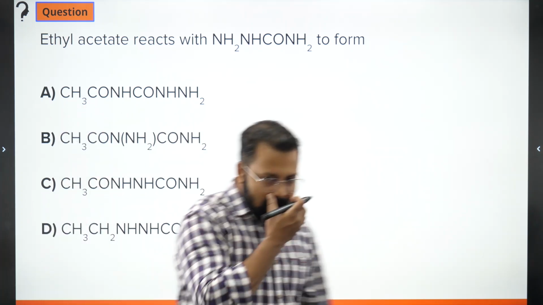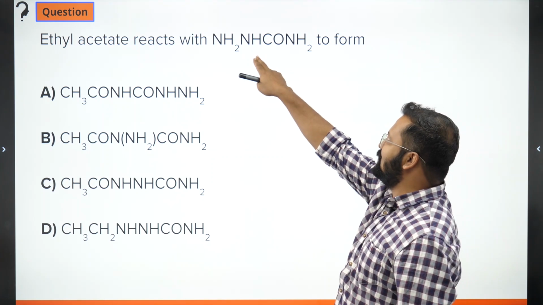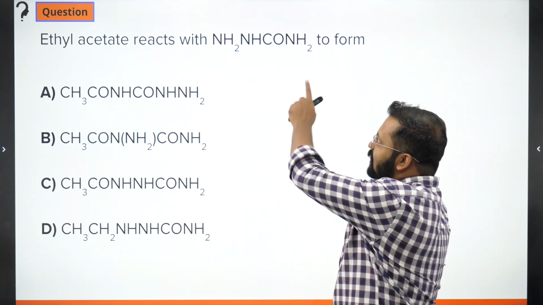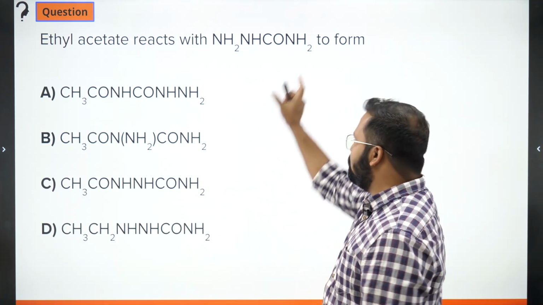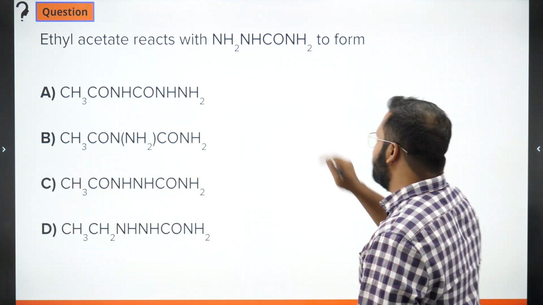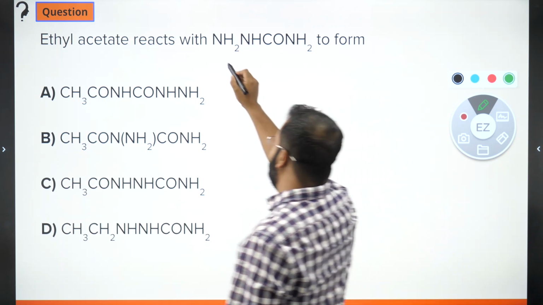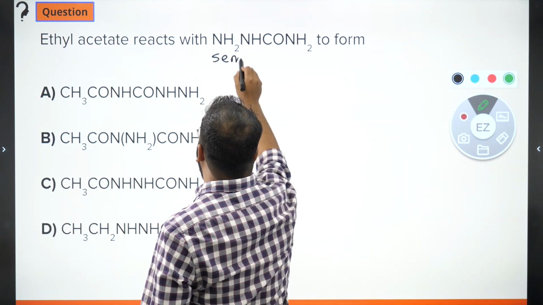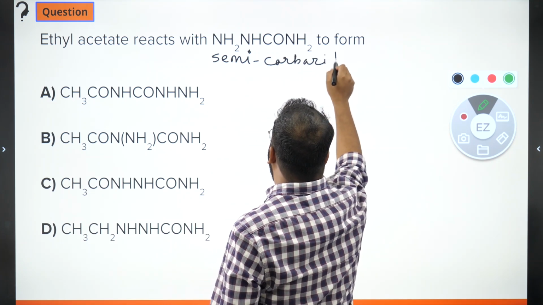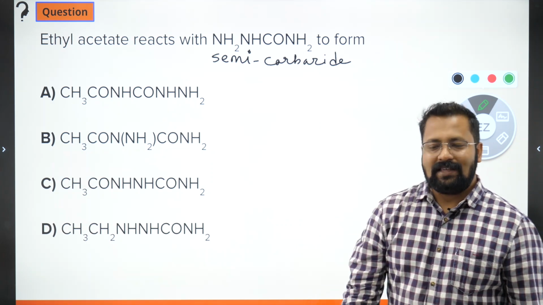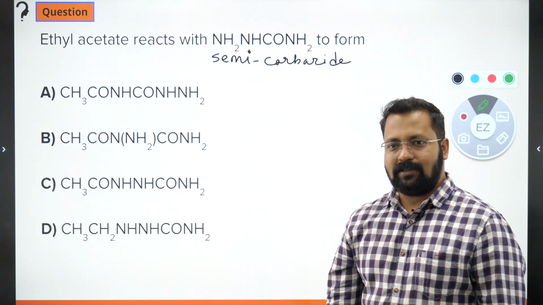Next question is this. Ethyl acetate reacts with NHCONH2. The name of this compound, I don't know whether you guys remember this or not. It looks a bit like urea, but it is not urea. Urea would have been NH2CONH2. The name of this compound is semicarbazide. The name is not that very important, but remember it. Okay, this is called semicarbazide.